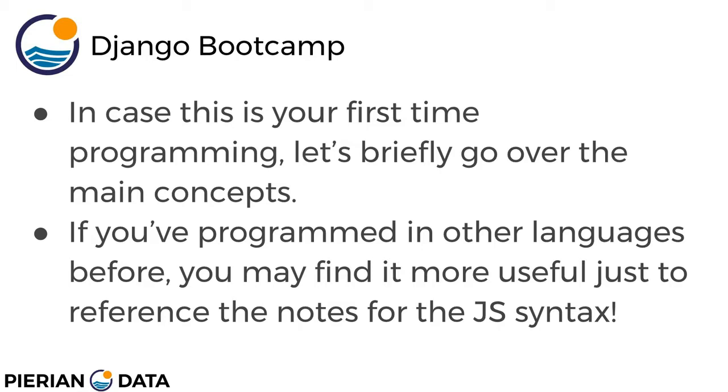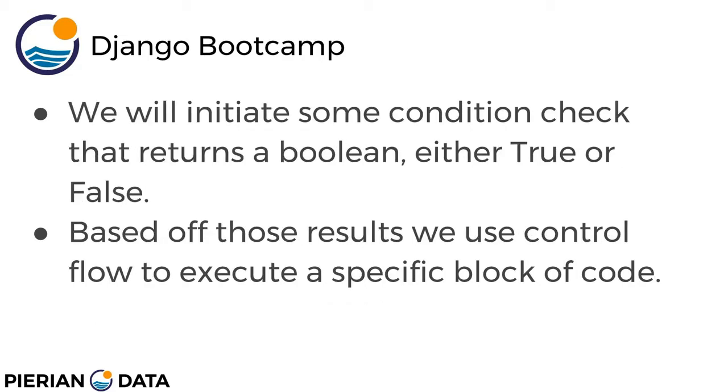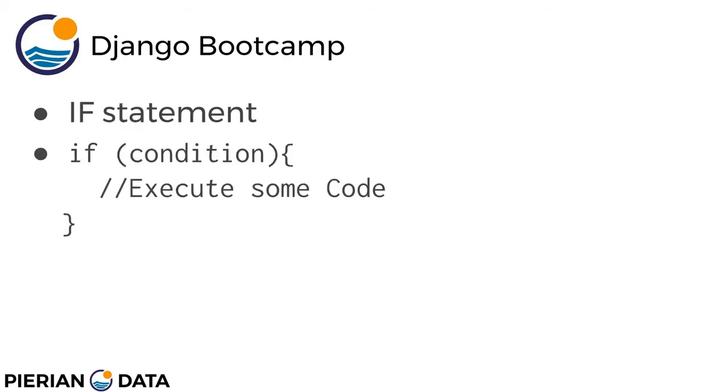If you've already programmed in another language before, you may actually find it more useful just to reference the notes for this lecture to get the JavaScript syntax, since a lot of these concepts are the same across programming languages. The only thing that's different is the actual syntax. So let's continue on and actually discuss control flow. So usually when you're dealing with control flow, you're going to initiate some sort of condition check that returns a Boolean, which is either true or false. And then based off those results, you use control flow to execute a specific block of code. Let's see the first basic example, which is an if statement.